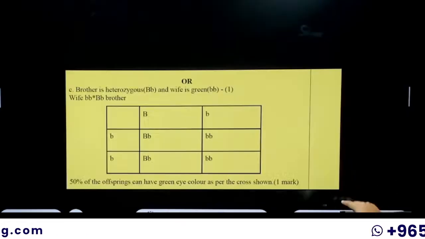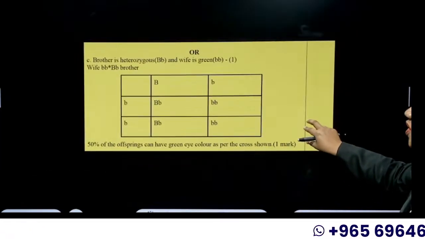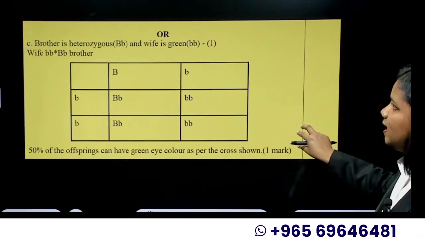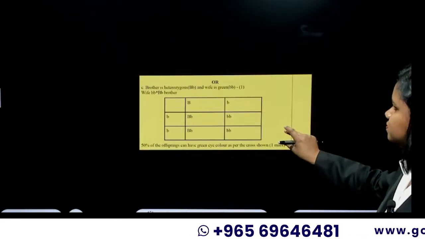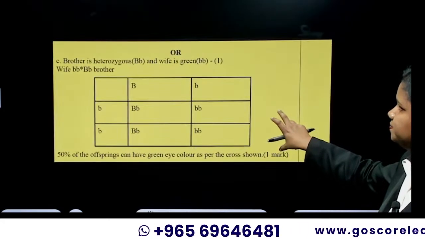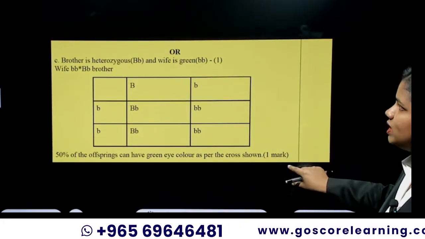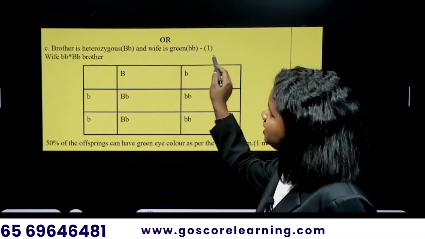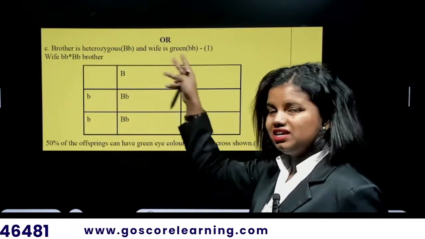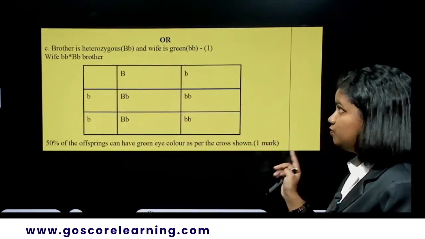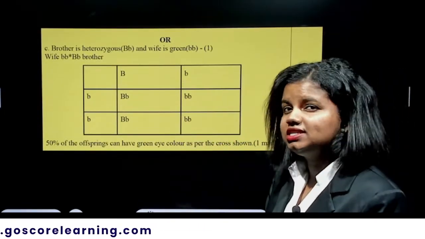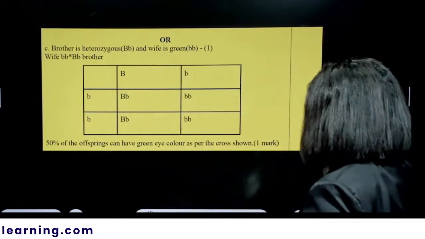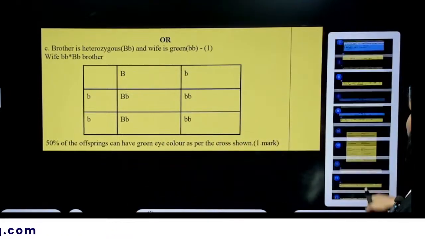Then for the OR question, sorry. So for the OR question, see, the brother is heterozygous, capital B, small b, wife is green, and their cross, the inheritance should be shown like this, for which you will get 1 mark. So that's how that 4 marks is distributed. I think you have got an idea about how it is.